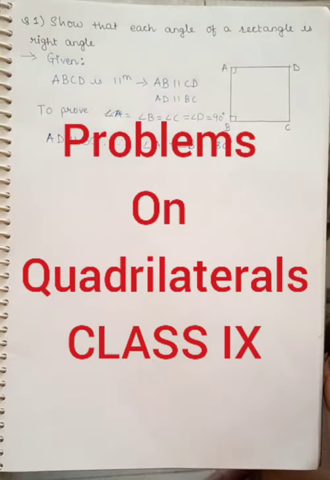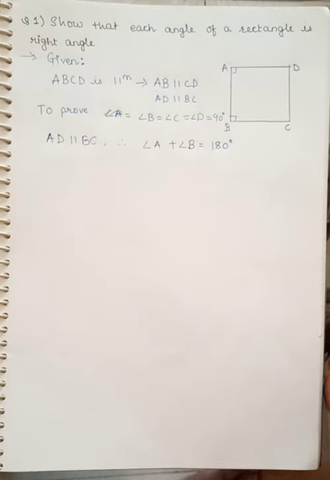Now let us take some questions on quadrilateral. Okay, so in the quadrilateral we have seen different properties of parallelogram, isn't it? And now by making use of those properties or making use of the definitions which we have seen under types of quadrilateral, we will be solving some questions. The first question says, show that each angle of rectangle is a right angle.